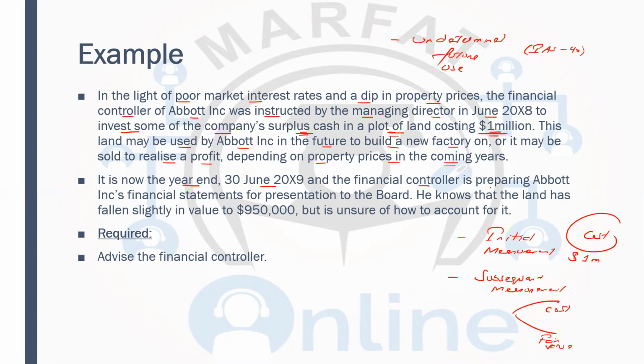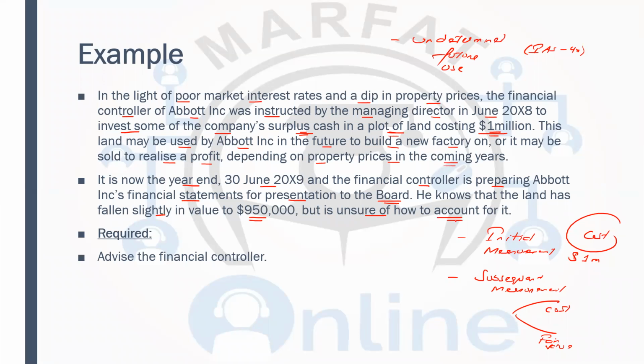And the financial controller is preparing Abbott Incorporated's financial statements for presentation to the board. He knows that the land has fallen slightly in value to 950,000. When they bought it, it was for 1 million, and now it's 950,000. But he is unsure how to account for it.